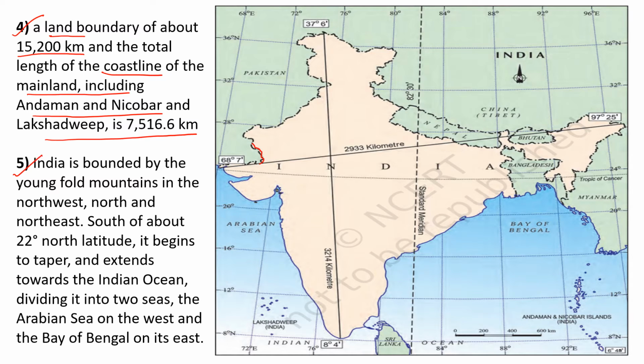The fifth important point is India is bounded by young fold mountains in the northwest. All of you know that here are the Himalayas, young fold mountains in the northwest, in the north, and the northeast.